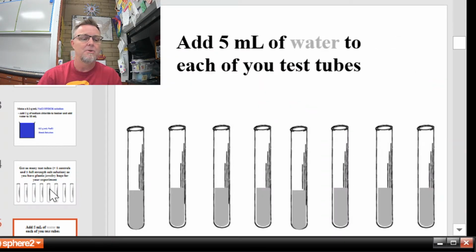Okay, so how do we do the dilution? We're going to take 5 mils of plain Jane water and we're going to put that in each of our test tubes. Why? Because it makes doing the serial dilution easier that way, and I don't have to think about, I got to add this many grams of what and where and here and there and all that. That's why. So each test tube gets 5 mils of water.